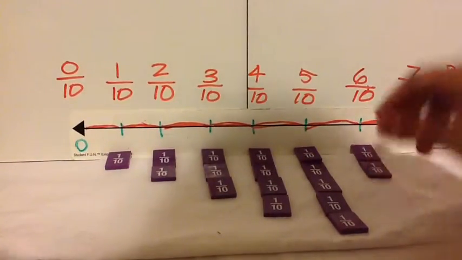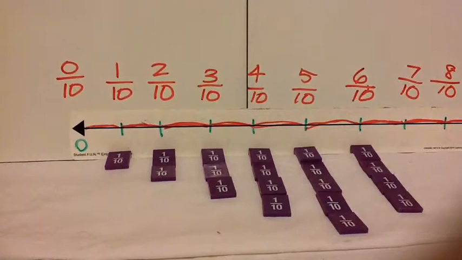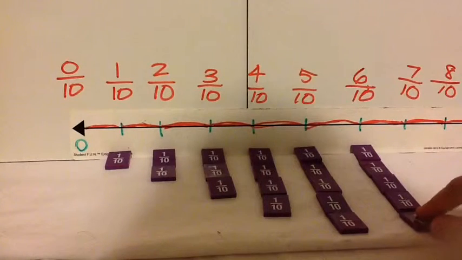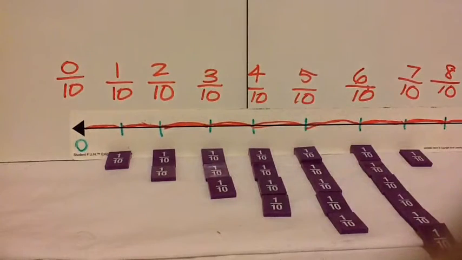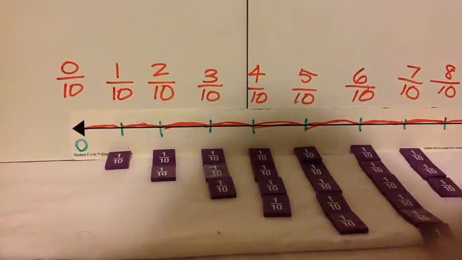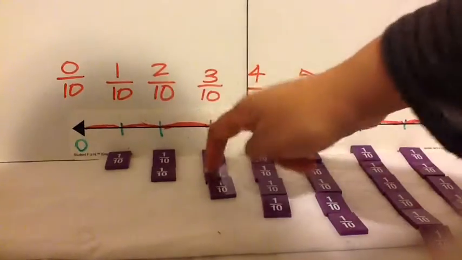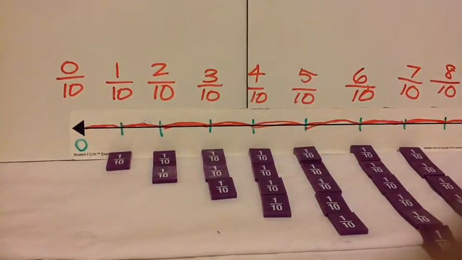Here's 6/10. Seven-tenths. Sorry, this is taking so long. And then I think I have to call it a stopping point because I have no more pieces. But you get the idea.